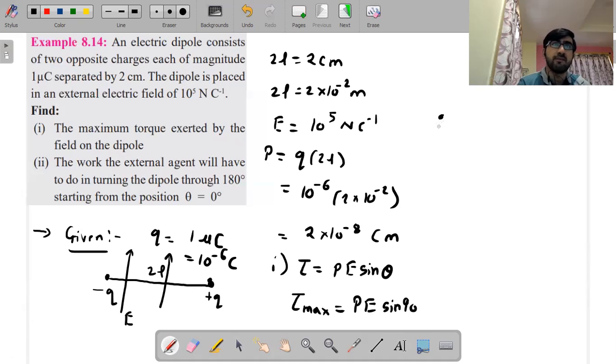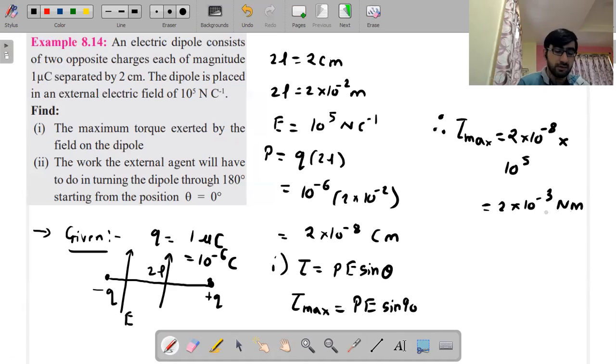So therefore you will have maximum torque Tomax as P into E, and P value we have just found out, 2 into 10 power minus 8. E value is already given to us, 10 power 5, and sin 90 is 1. So 2 into 10 power minus 3 is the maximum torque, और torque का आपको units पता होना चाहिए. न्यूटन मीटर होता है torque का unit. So you should know this, 2 into 10 power minus 3 Newton meter. ये आपका पहला question खत्म.